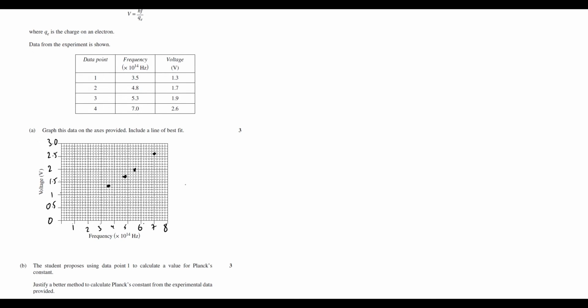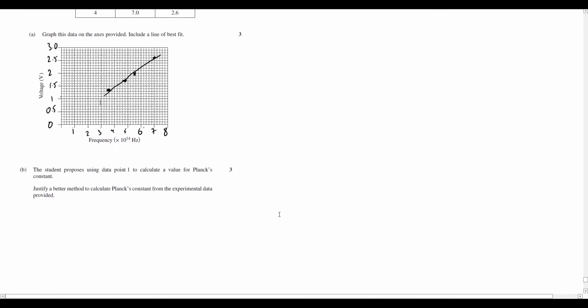Now all we need to do is include a line of best fit. It does look like a pretty linear graph here. Make sure you use a ruler, but it should look something like this for your line of best fit. And that should be okay. You can extend that a little bit, there's no stress in doing that. So that's part A, all sorted.